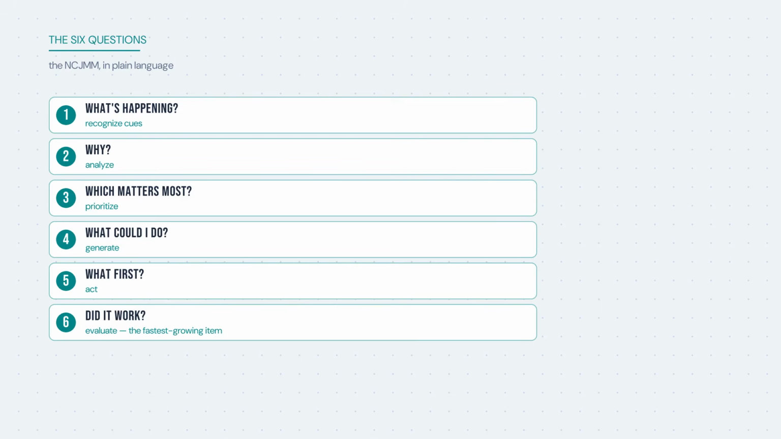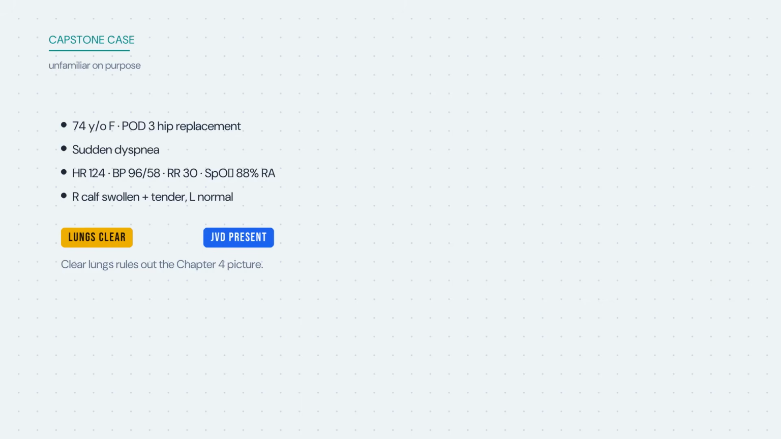Evaluate outcomes. That last one is the step students skip most, and it is the one the exam has started asking about the most. Giving the right intervention is half the item. Knowing what would tell you it worked is the other half. One last case, and this one is unfamiliar on purpose.